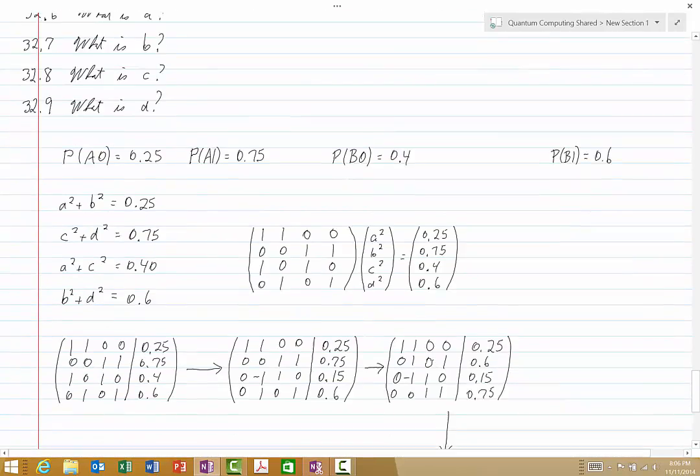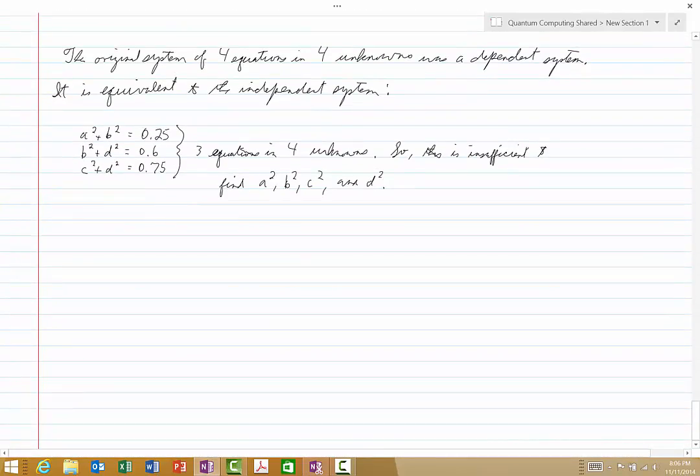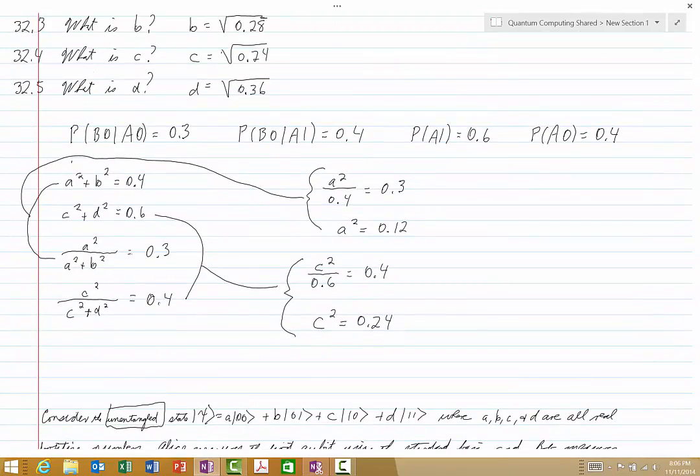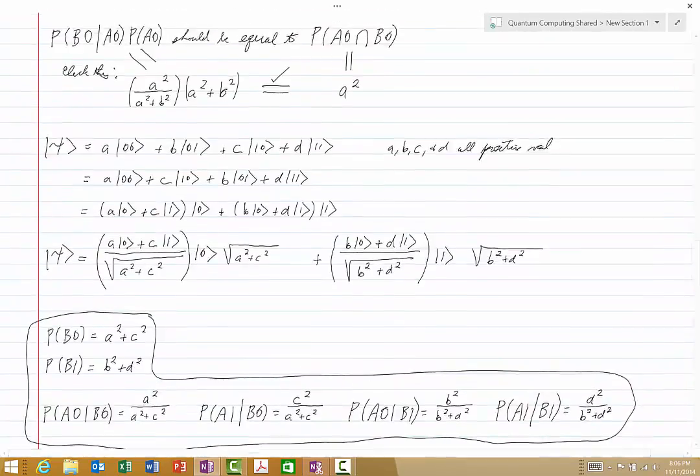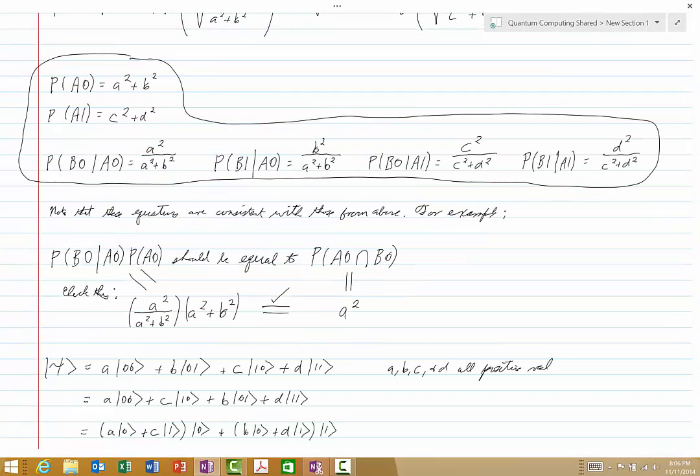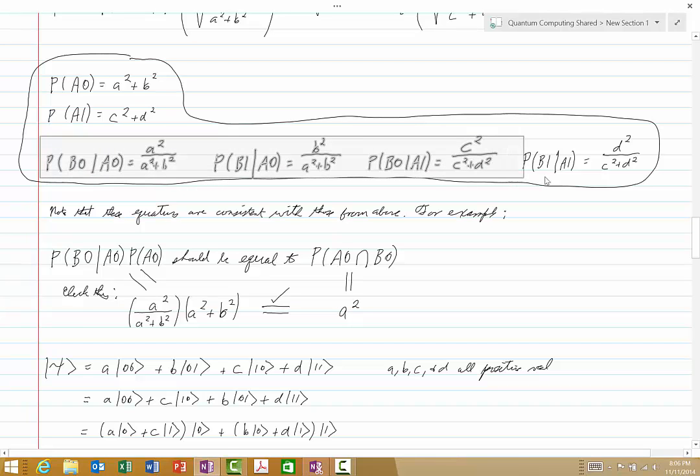Well, remember that since the state is unentangled, let's look at some of these conditional probabilities that we have up here. Let's look at our first set of circled equations. We have P of B0 given A0. In fact, let me just copy and paste all 4 of these equations right here.